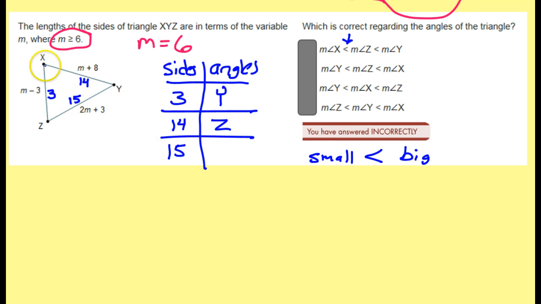15 is across from x. So x should be the biggest angle. So if I put these in order from smallest to biggest, it should go y, z, x. So here I have it, y, z, x. So this should be the answer right here. And there you go.